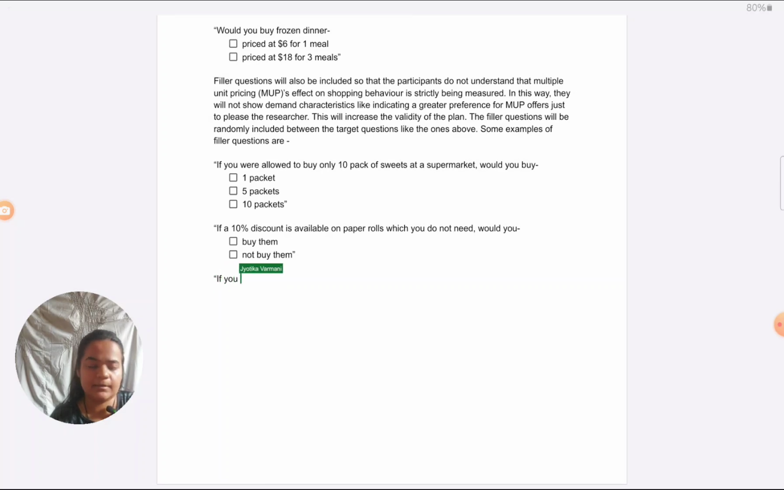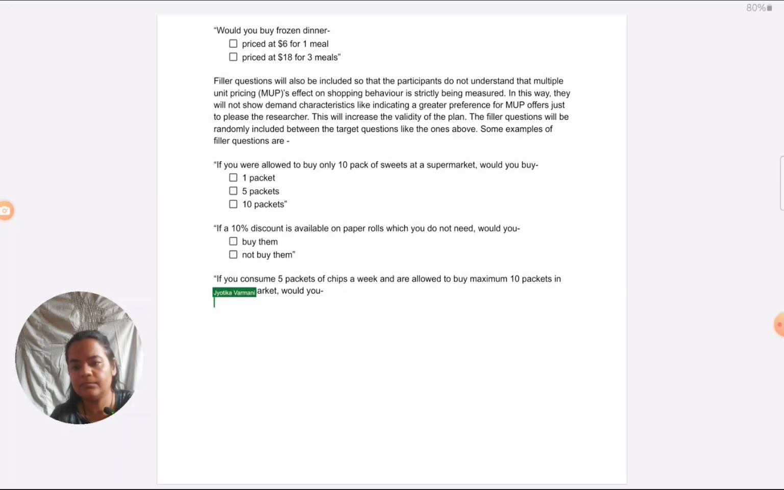Let's take the internal anchor type of question. If you consume 5 packets of chips a week and are allowed to buy a maximum of 10 packets in the supermarket, would you buy one packet, 5 packets, 8 packets, 10 packets?